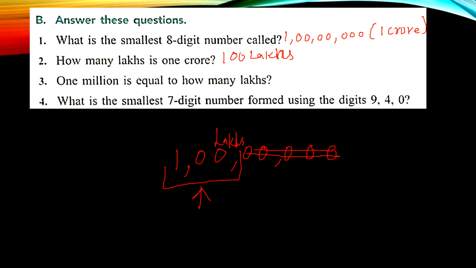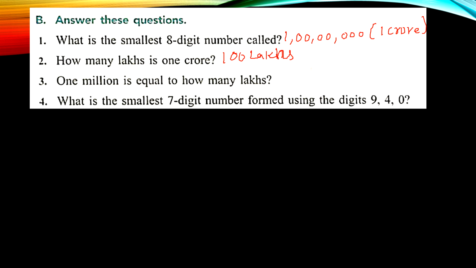So that's 100 lakhs. Now it says 1 million is equal to how many lakhs? Okay. So let's write 1 million first. Okay. 1 million. So this is the ones period, thousands period, and then we have got 1 million. Now you see there are 6 zeros here. Okay. Let's write the answer.